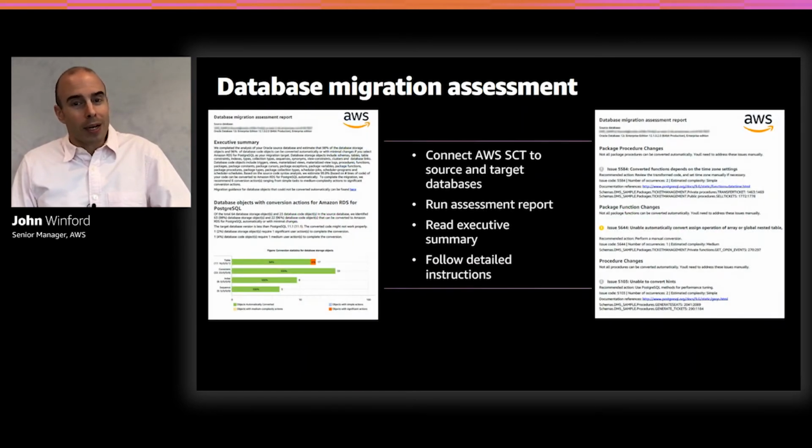Here's just an example of what an assessment report looks like. Every database is going to be different. You get a nice executive summary at the top, some bar graphs that show different types of objects and how much are converted automatically, and then there's a detailed section down below which tells you each of the action items you might need to complete manually.